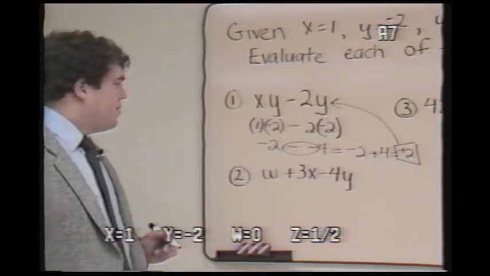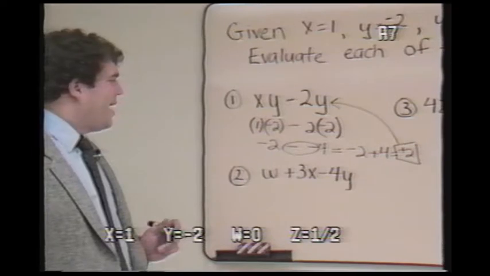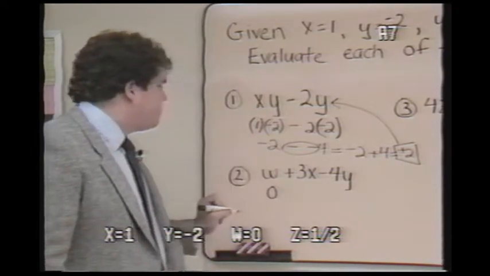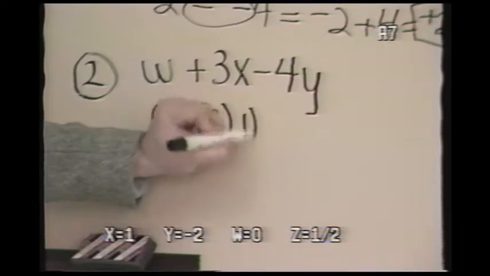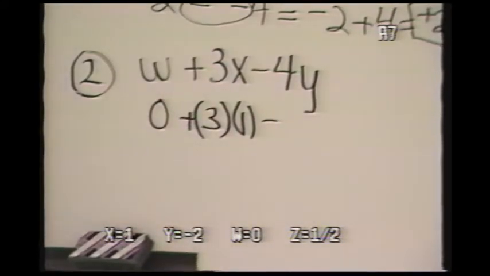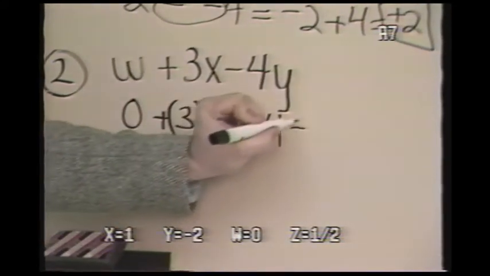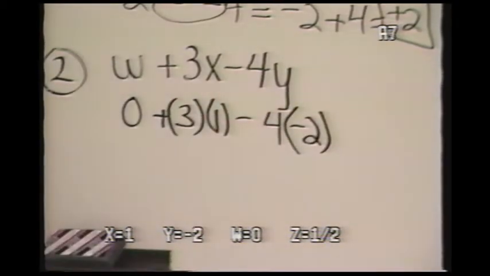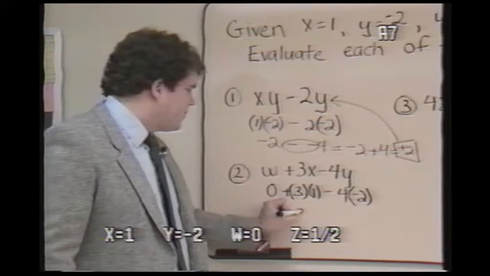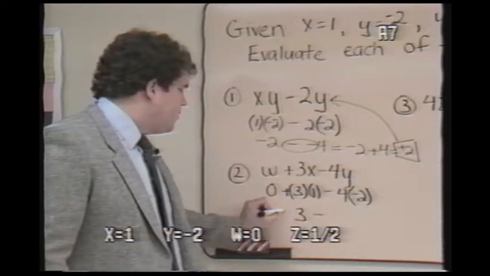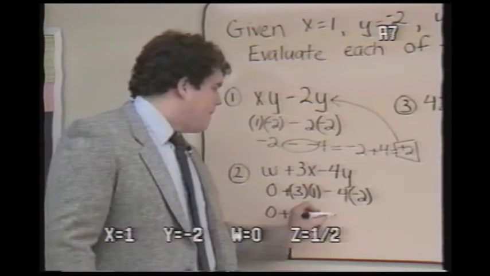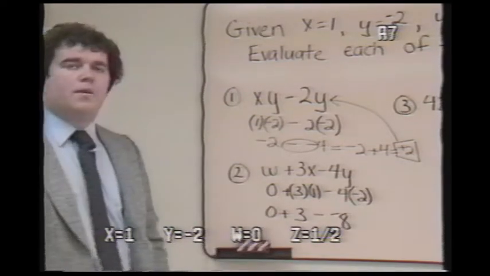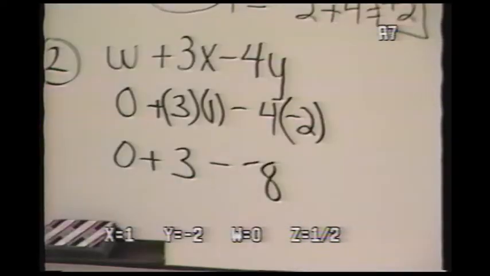Problem number 2. W plus 3x minus 4y. W is equal to 0. 3x is equal to 3 times 1. And 4y is equal to 4 times negative 2. So 0 plus 3 minus negative 8 will be my answer. I almost ignored that 0, but 0 does count for something.